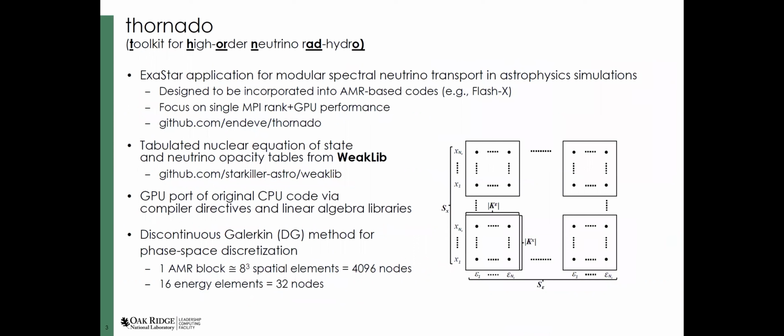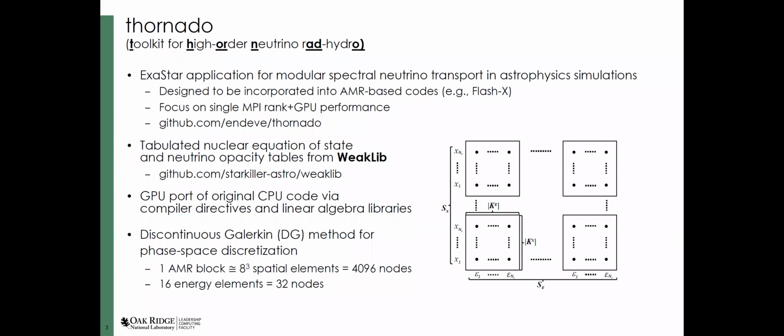To do that, we use a code called Thornado, which is a modular code that's intended to be used in AMR-based codes like FlashX. We try to solve the equations for spectral neutrino transport in astrophysics simulations. And because it's designed to be incorporated into these other AMR-based codes, the focus in our Thornado development is on maximizing the single MPI rank and GPU performance. Then we let the AMR framework manage the load balancing and domain decomposition.